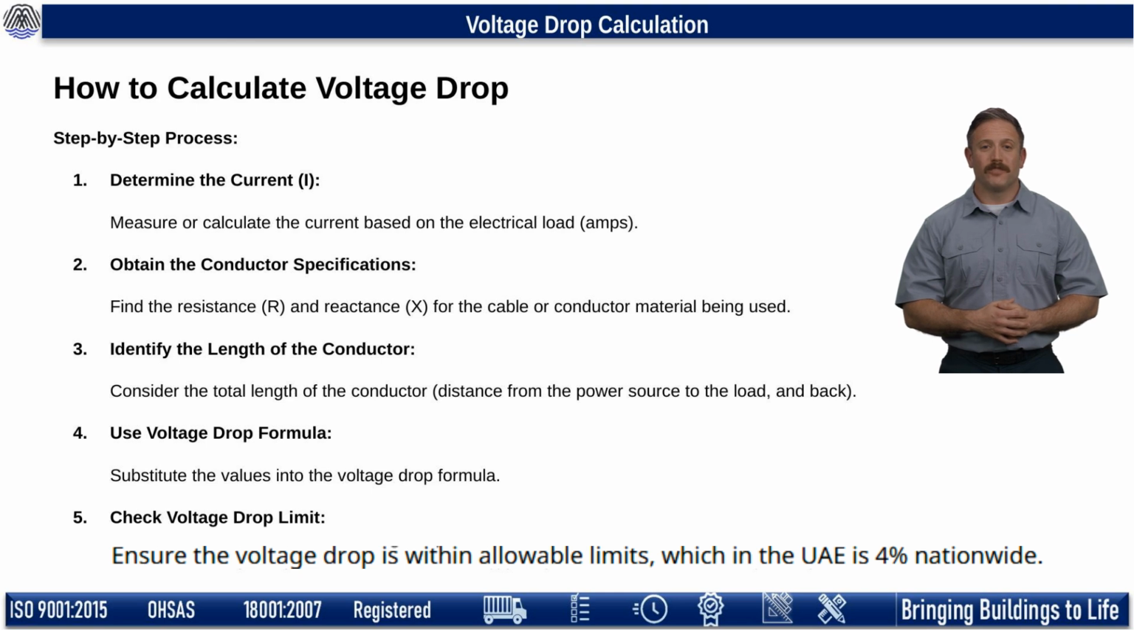Slide 6. Step-by-step calculation. Here's how we calculate voltage drop. Determine current, I. Use the electrical load to establish the current. Conductor specs. Gather resistance and reactance values based on your conductor's material. Measure conductor length. The total distance from the power source to the load and back. Apply the formula. Plug your values into the formula. Check limits. Ensure your result stays within acceptable voltage drop ranges.